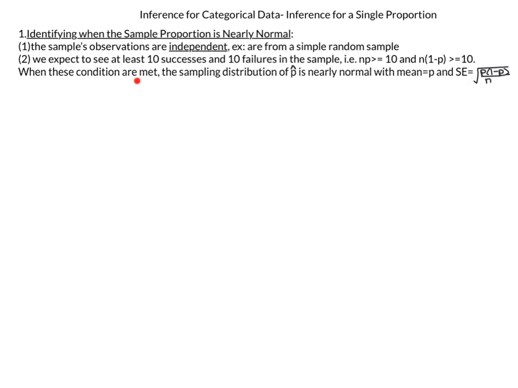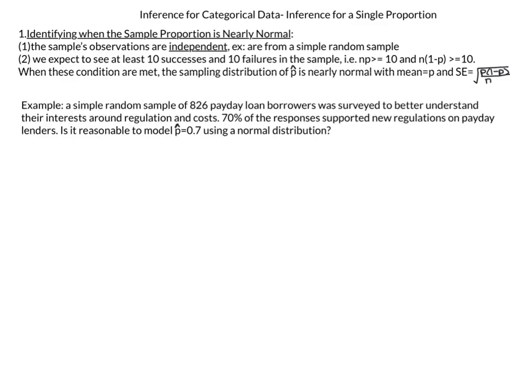I put an abbreviated version of how to check if a sample proportion is nearly normal. First, we verify independence, and second, we verify the success-failure condition, and then we have the formula for standard error. Our first example is a simple random sample of 268 payday loan borrowers who were surveyed to better understand their interest around regulation and cost. 70% of the responses supported new regulations on payday lenders. Is it reasonable to model p hat, the sample proportion, equal to 0.7 using a normal distribution?